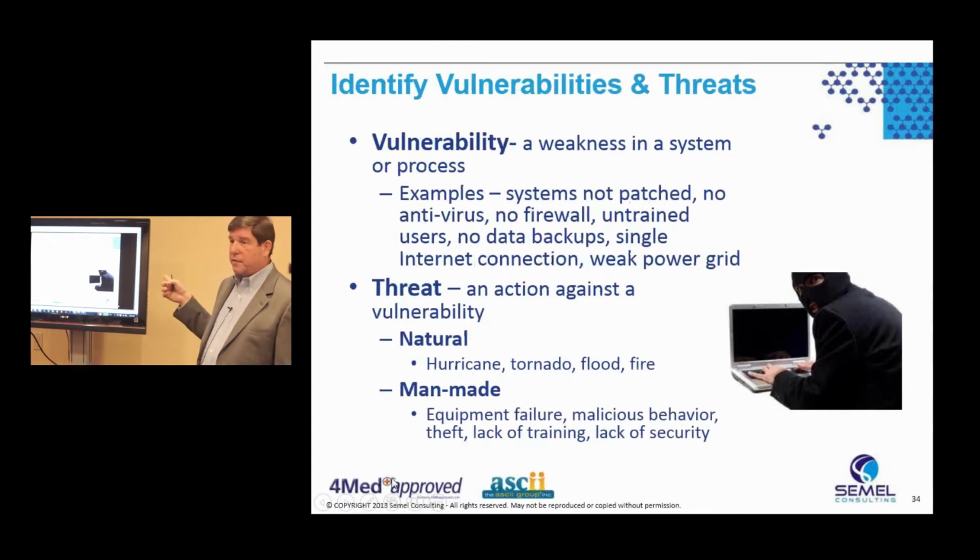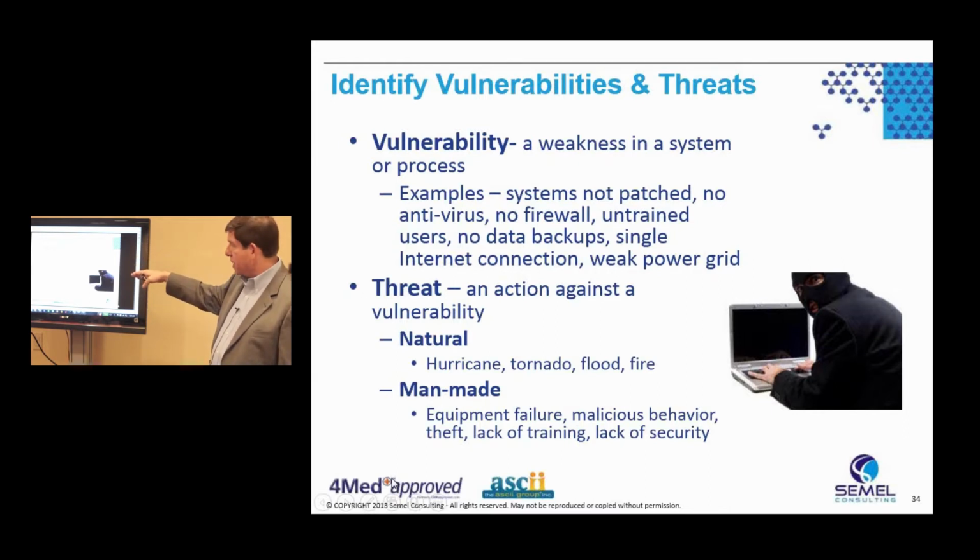So you identify vulnerabilities. Vulnerabilities are just weaknesses. What things could happen? Systems that aren't patched is a vulnerability. No antivirus on a computer is a vulnerability. No firewall. Untrained users. No data backups. Single internet connection. Weak power grid. These are all weaknesses. So you identify what the weaknesses are, and then you identify what the threats are. So what could take advantage of one of those weaknesses?